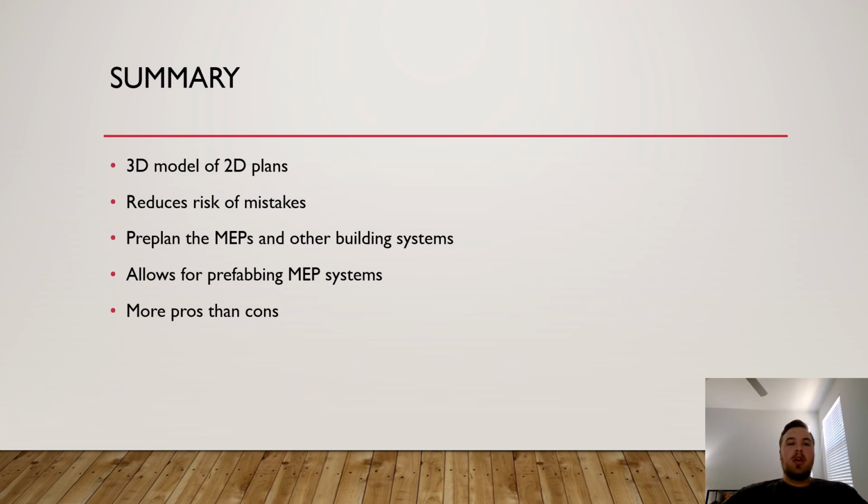So in summary, BIM modeling is a 3D model instead of a 2D model. You reduce the risk of mistakes. You pre-plan the MEPs and other building systems. It allows for prefabbing of the MEP systems and other systems within the building. And there are definitely more pros than cons. It saves time, money. Sure, it's costly to do, but in the end, knowing where everything is and knowing everything functions properly without a lot of rework, everything works out well.